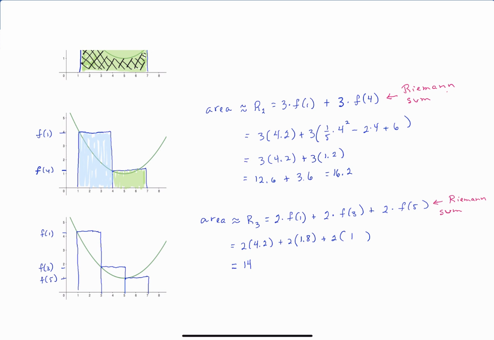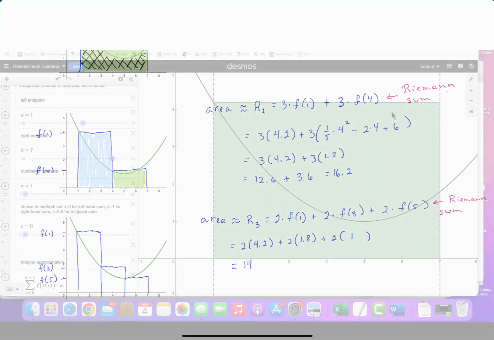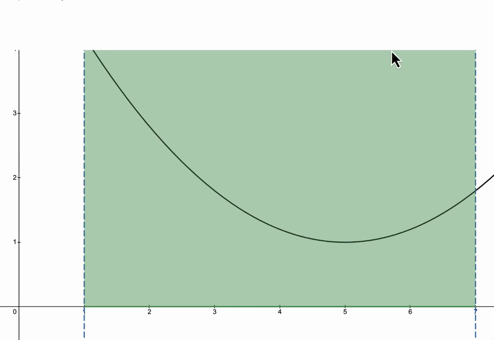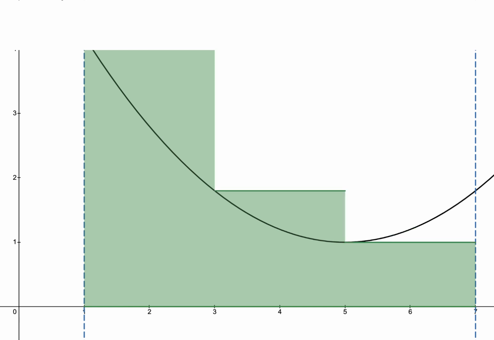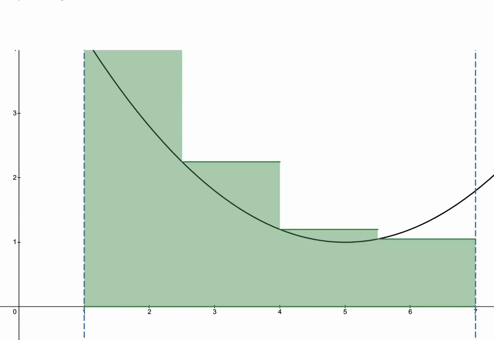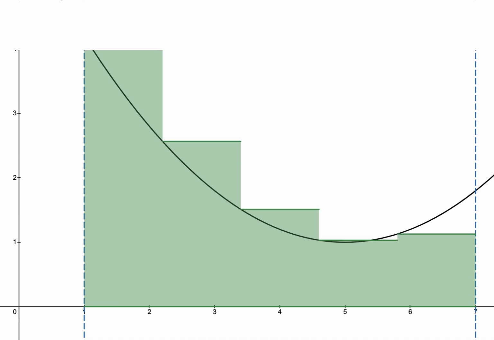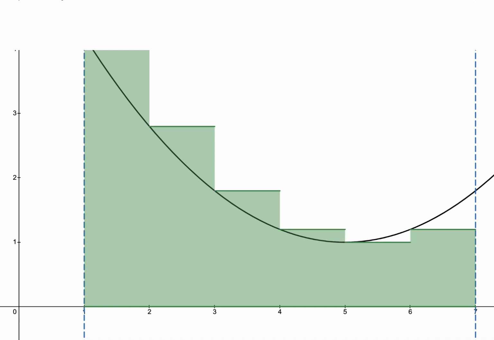And the idea is that if we kept taking more and more rectangles, skinnier and skinnier ones, we would get better and better approximations of the region that we actually are interested in. Let me show you what that looks like. Here's our graph with one rectangle. Now we have 2 rectangles. Then we went to 3 rectangles. Here's what 4 looks like. 5 rectangles. 6 rectangles.